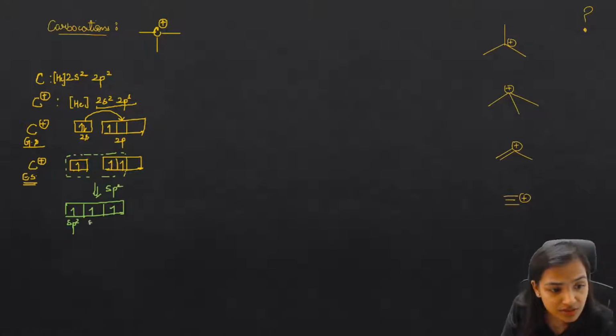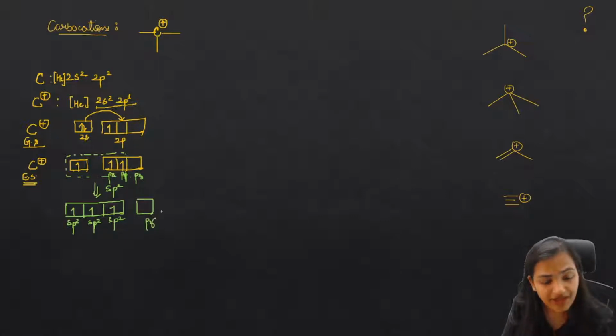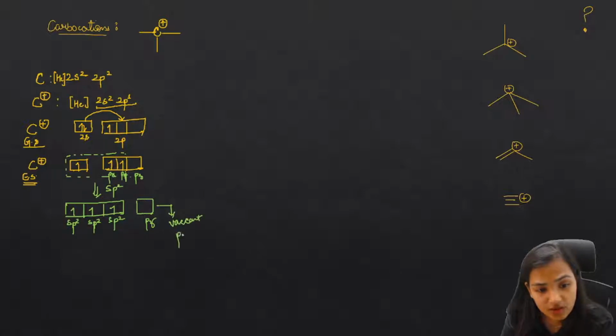This is also an sp2 hybrid orbital, this is also sp2, this is also sp2, and if this was px, this was py, this was pz, then one of the pz orbitals will remain vacant. So I can say that this is the vacant pz orbital.